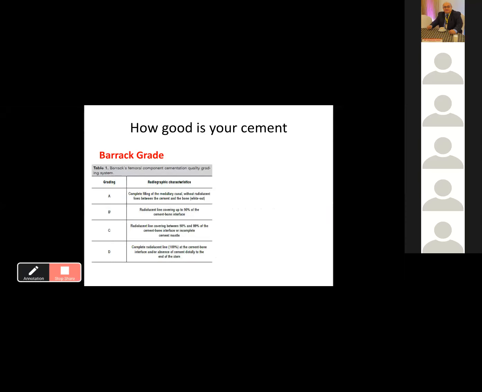So how good is your cement? Barrick grading is what we're looking at here. And what you want is a Barrick grade A, a complete whiteout. This means that you've got cement permeating all the way into the bone with no radiolucent lines. As you move down, you can see in a Barrick D, you have a radiolucent line all the way around the stem, and you would think in many ways that this is loose.